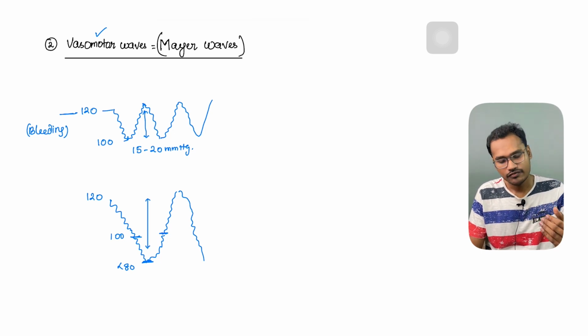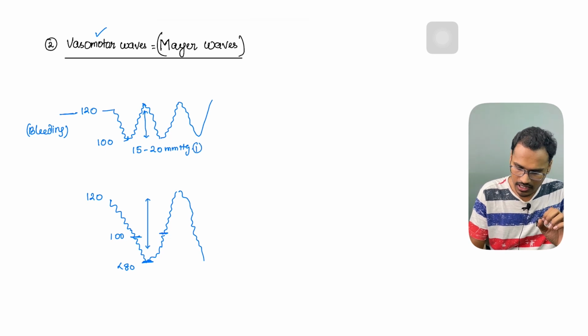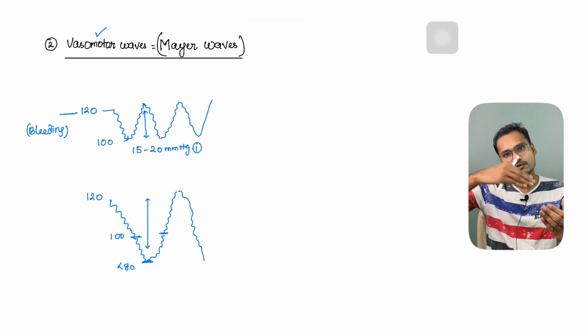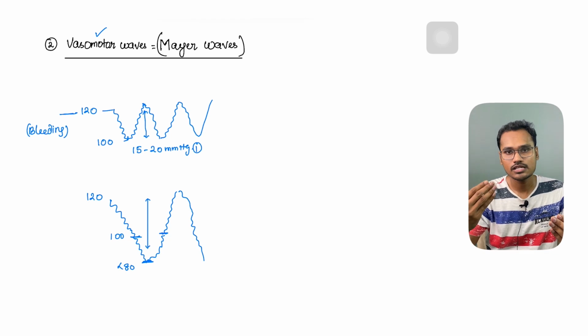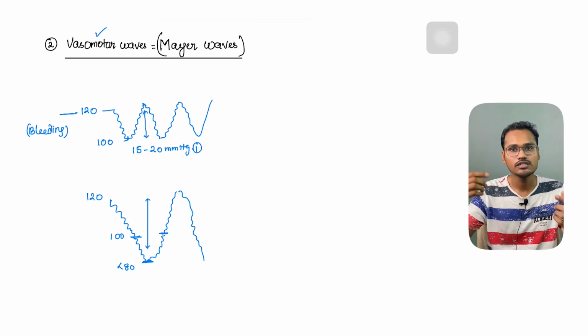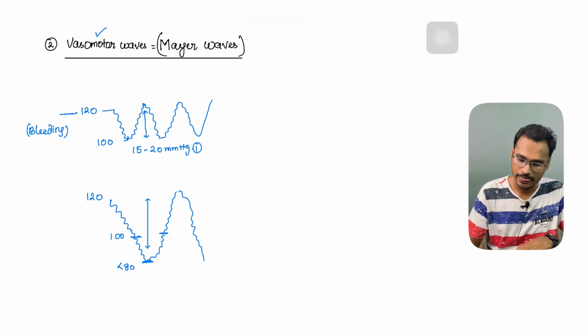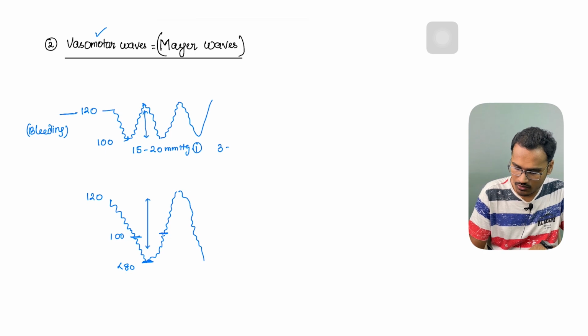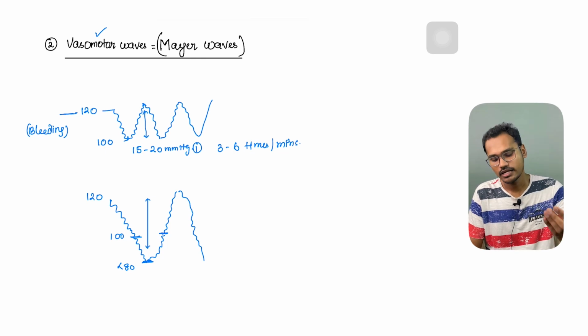And here, how will you differentiate it from a Traube-Hering wave? One thing is that the fluctuations are higher. And generally, with this type of variation, the baroreceptor has to act and send impulses to the brain, so it is not going to happen very frequently. It is going to happen around 3 to 6 times per minute. So that's the major difference between the Traube-Hering and the Mayer wave.